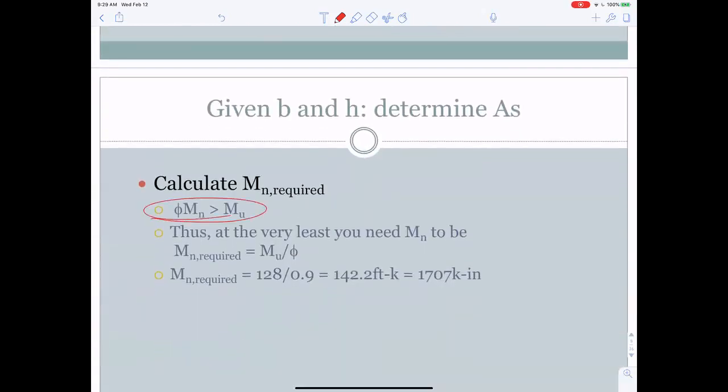So here it is, phi Mn is greater than Mu. So Mn has to be greater than or equal to Mu over phi. So the minimum it has to have is that 128 divided by 0.9. So it should be bigger. If you get smaller, you did something wrong. So 142.2 foot-kips. And we're going to do everything in inches for the cross section. So I multiplied that by 12, and I get 1707 kip-inches.